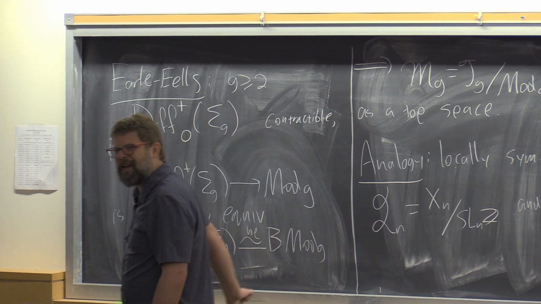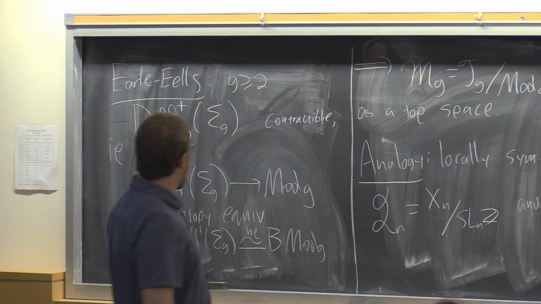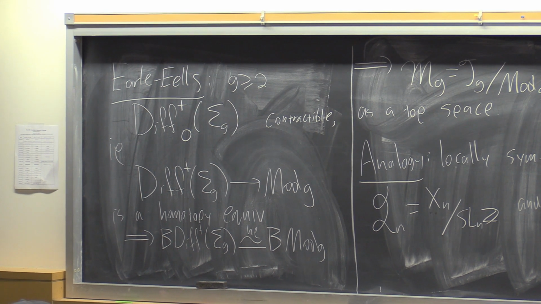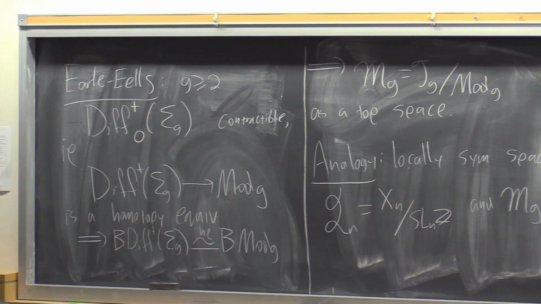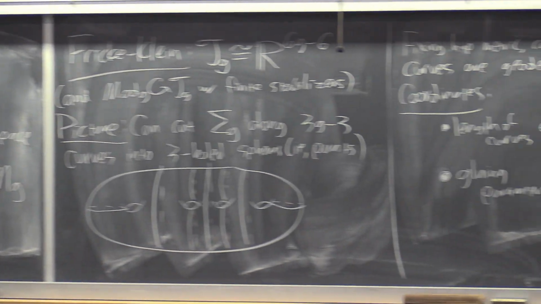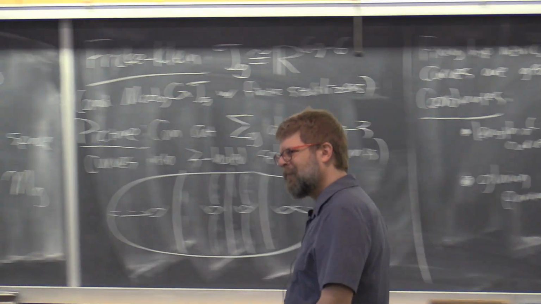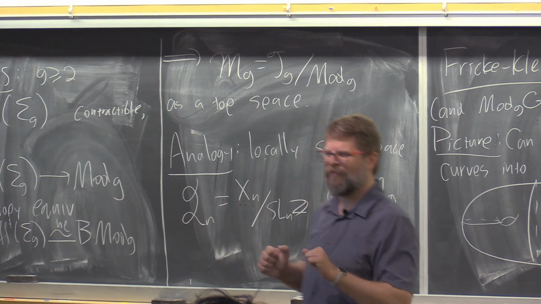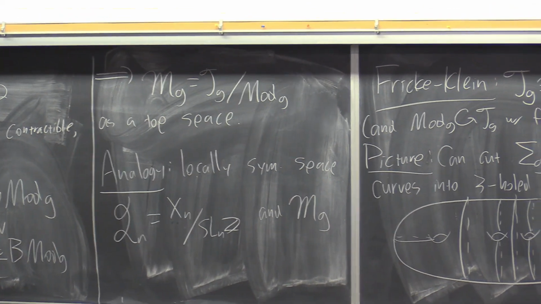So these are wildly different spaces. The Grassmannian is wildly infinite dimensional, and the moduli space of curves is 6g minus 6 dimensional. They have issues involving finite groups, but they have the same homotopy type. That was a loose end I had to clear up.